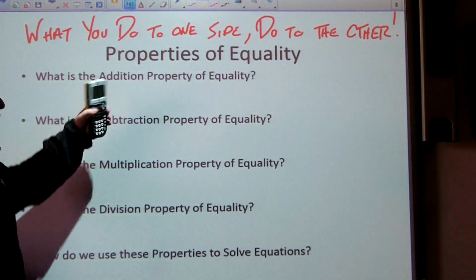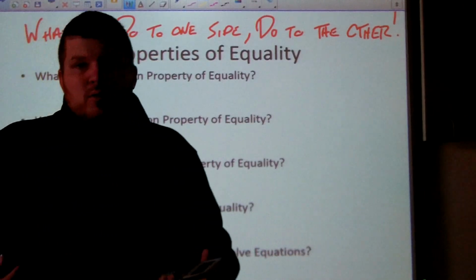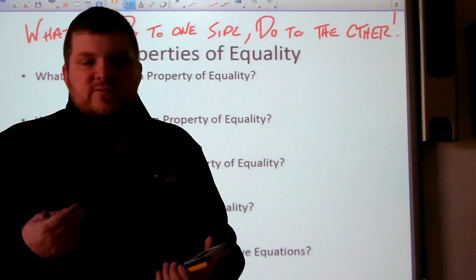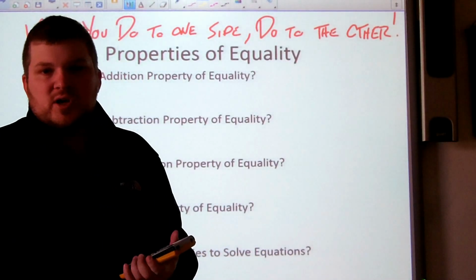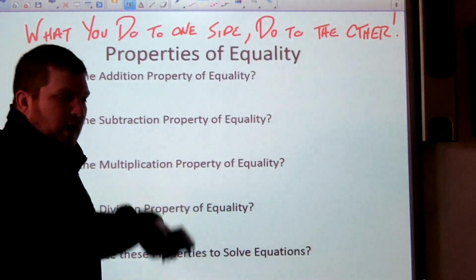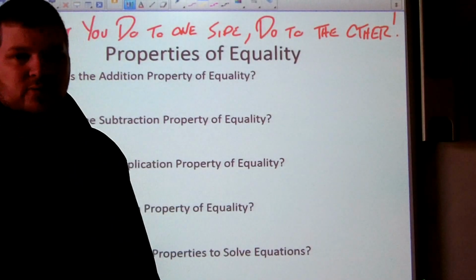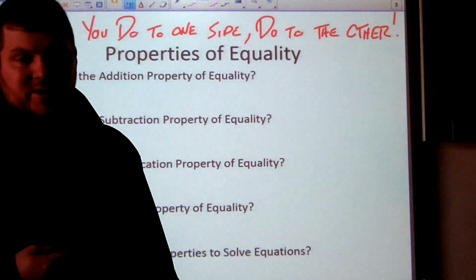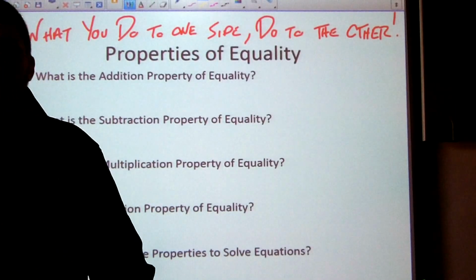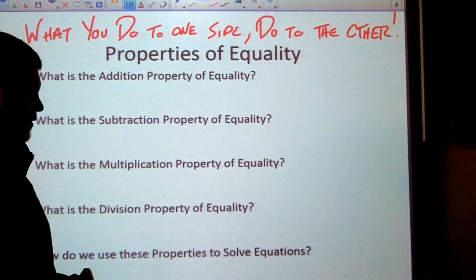So, if I add 2 on one side, then I have to add 2 on the other side. If I subtract 3 on one side, I have to subtract 3 on the other side. If I multiply by 1/2 on one side, I have to multiply by 1/2 on the other. If I divide by -1 on one side, I have to divide by -1 on the other. I got to maintain that balance. I got to maintain my seesaw. I got to maintain equality, okay?